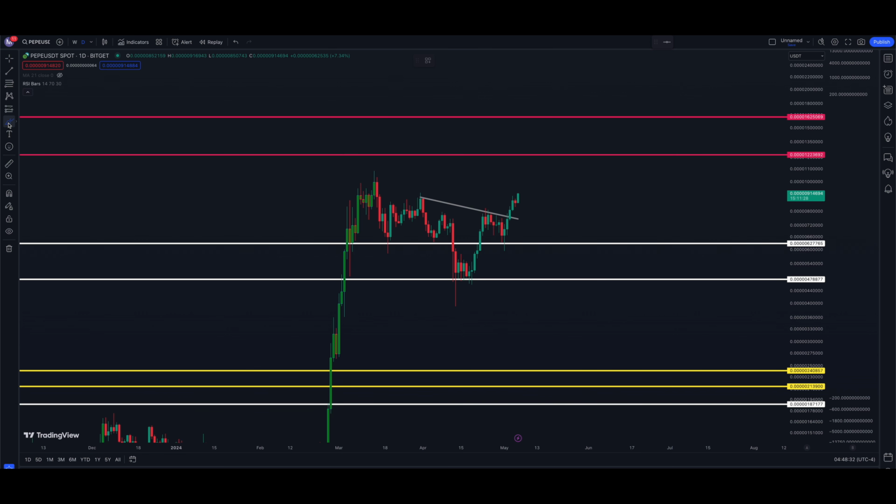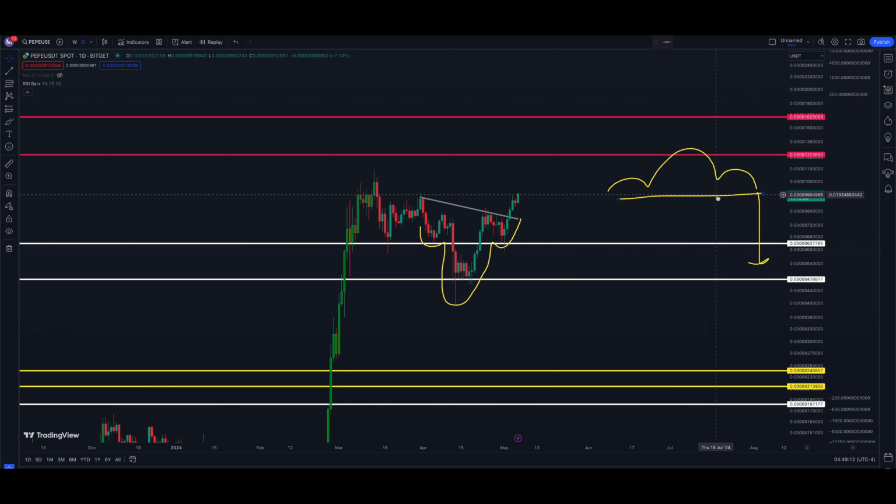Also, Pepe is breaking out of an inverse head and shoulders pattern. We have the left shoulder, we have the head, we have the right shoulder. This is a bullish pattern to the upside since it's an inverse head and shoulders. A regular head and shoulders would be a topping pattern. Left shoulder, head, right shoulder. You'd have a neckline, and your target would be down here. It'd be the distance between the neckline and the head for a quick example.